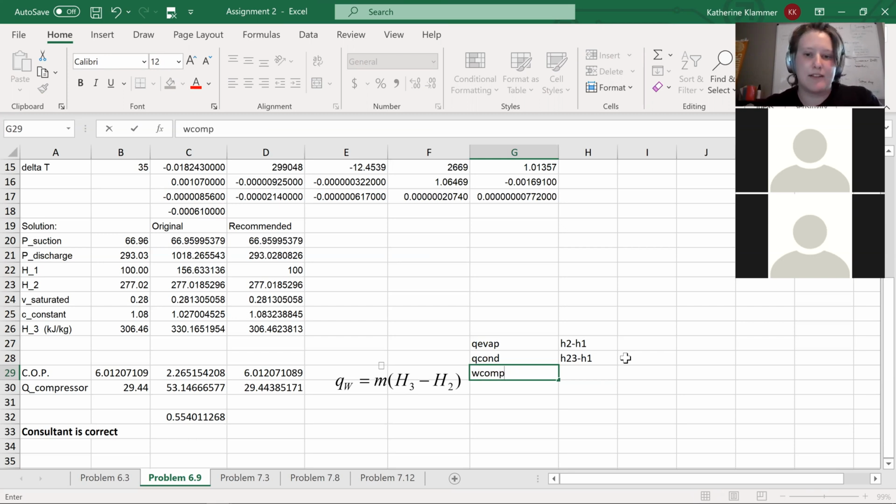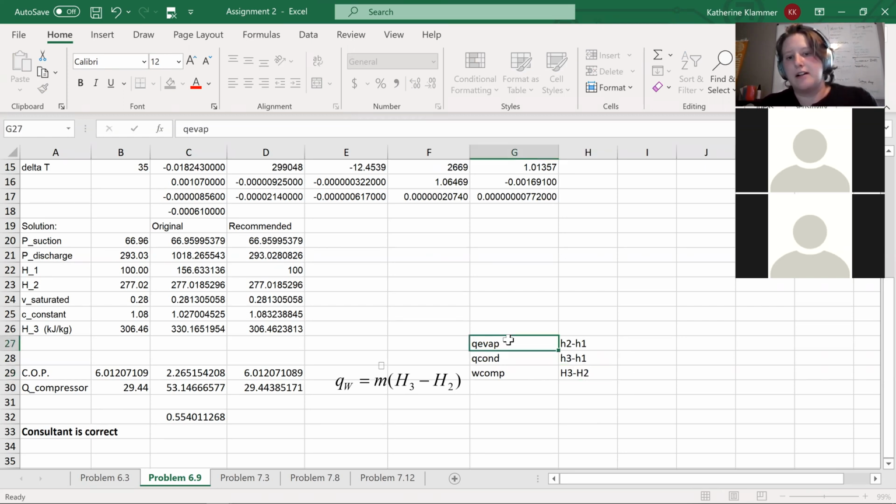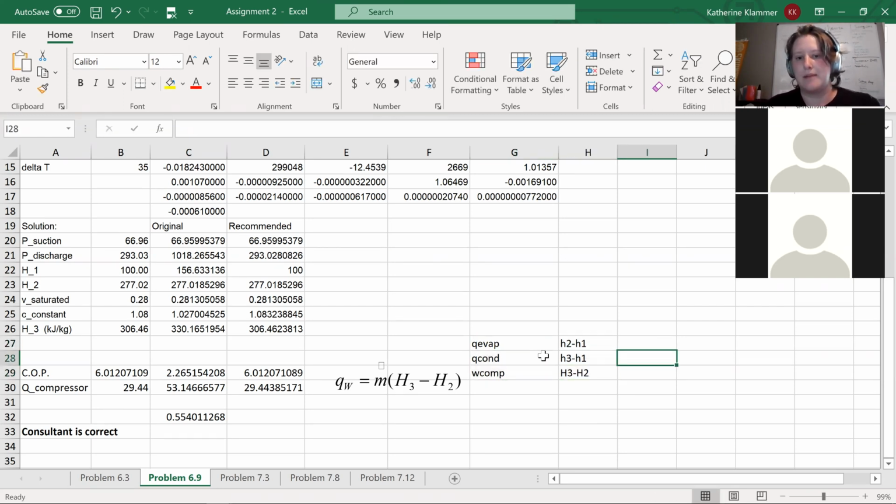So the work of the compressor is, see, like he just put down Q. A lot of people use Q. Oops, I'm sorry, that's confusing. It's 3, not 2. Work of the compressor is H3 minus H2. So those are the different ones. And if it says you have to find the Q of the energy of the evaporator, it has to be H2 minus H1. You can't use H3 minus H1.